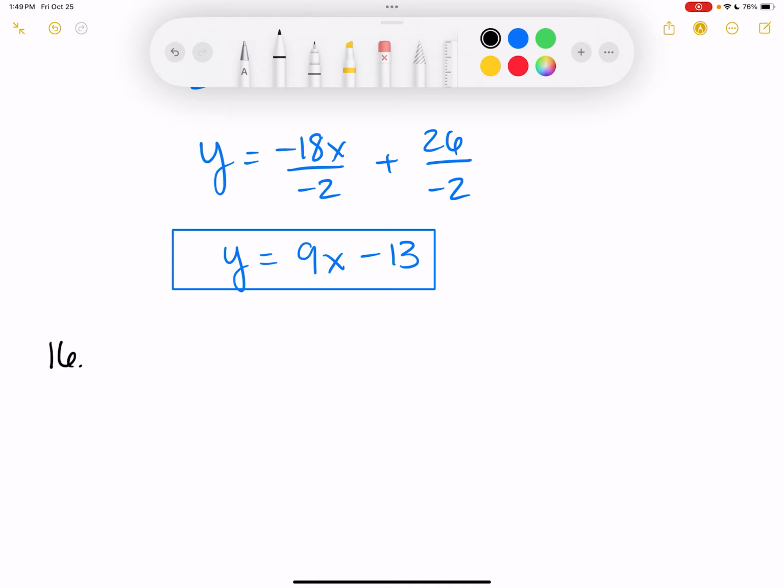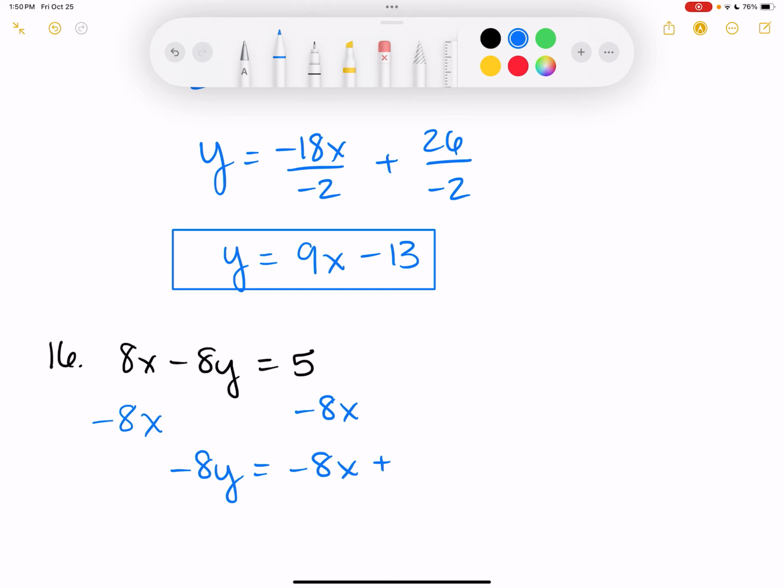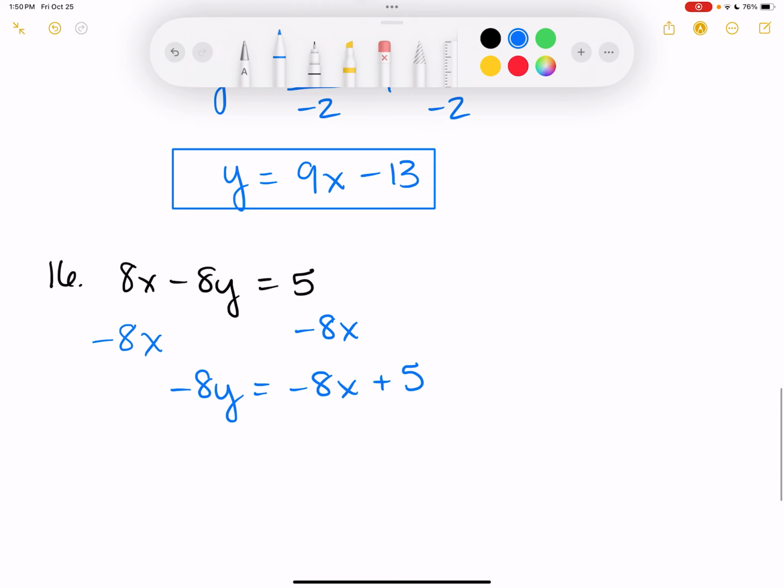16. 8x minus 8y equals 5. What do I do? Minus 8x, so negative 8y equals negative 8x plus 5. Then what? Divide by negative 8.